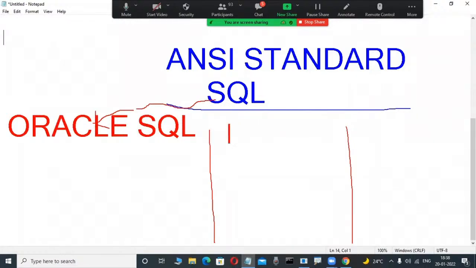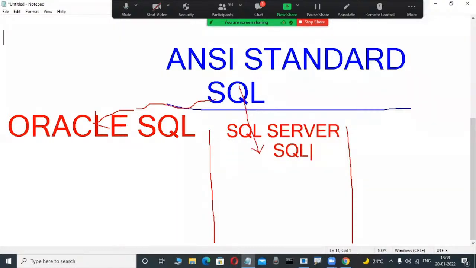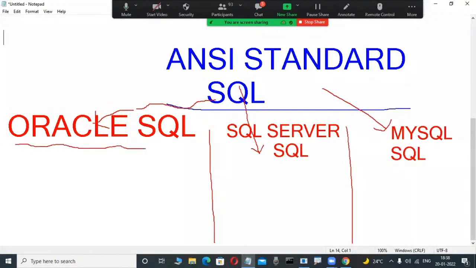Again, observe here: SQL Server, a Microsoft product, created their own SQL from this ANSI standard, which is called SQL Server SQL. Again, MySQL created their own SQL language from this ANSI standard, which is called MySQL SQL. That's why in our class we are learning Oracle SQL. How do we differentiate these? These SQL languages are conceptually the same.